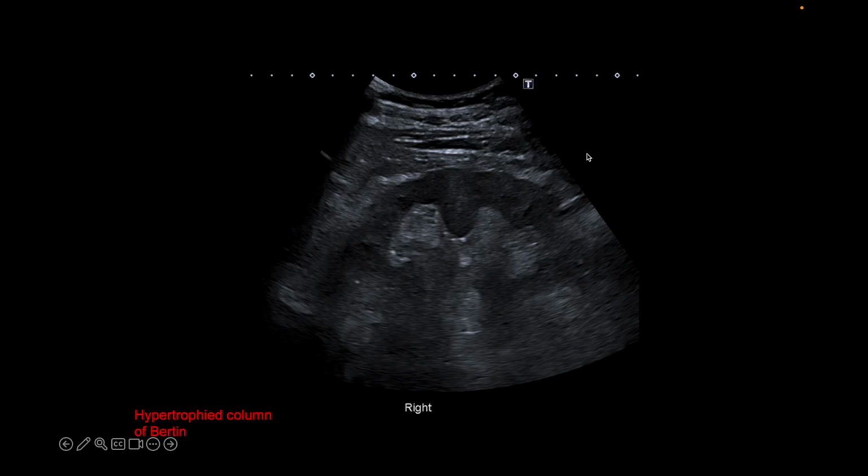I think we've done this. This is that hypertrophied column of Bertin that I talked about. Sometimes people ask, is this a tumor? But it's the same echogenicity as the cortex, and it's just a hypertrophied column of Bertin.